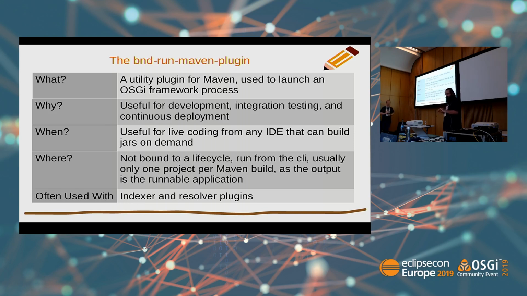But you can create a different execution of the plugin pointing at every single BNDRun file that you have in your entire project stack. So you can pick any one of your BNDRun files and invoke a run against that particular one. And it's often used with the index and resolver, obviously, because you're trying to run a completely resolved application.